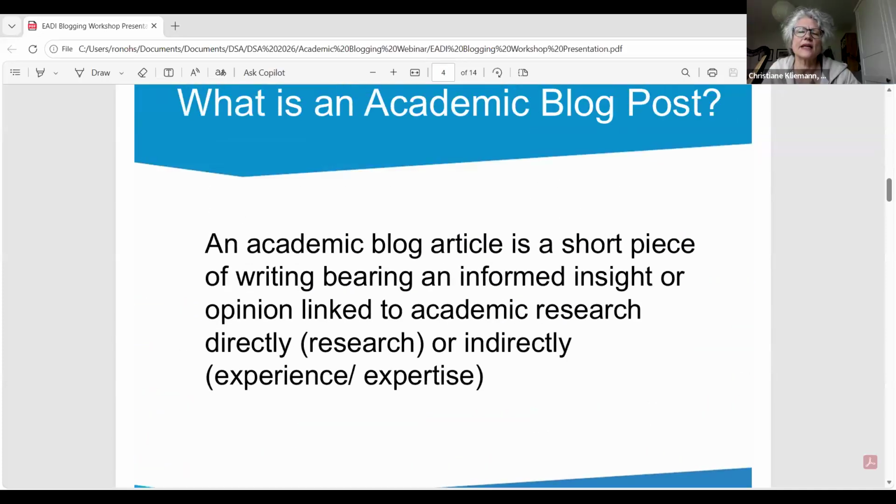So the question is, what is an academic blog post? I've found this definition: an academic blog article is a short piece of writing bearing informed insight or opinion linked to academic research, directly or indirectly. Next one.